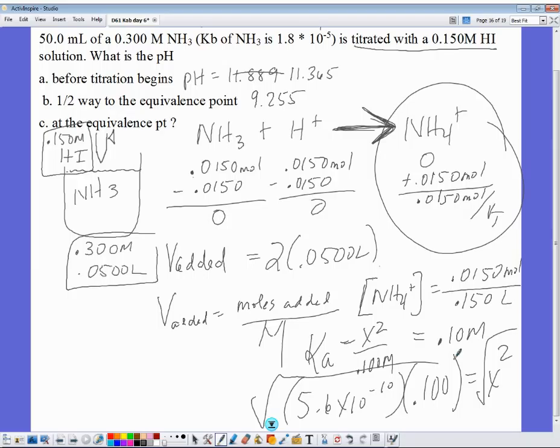All right, so this is what I'd like for you to do. pH is going to be somewhere down in the 4-ish, 5-ish range, okay, because of the equivalence point. If there's nothing left but weak acid, it's going to be an acidic pH.